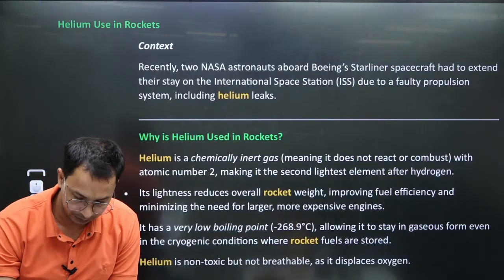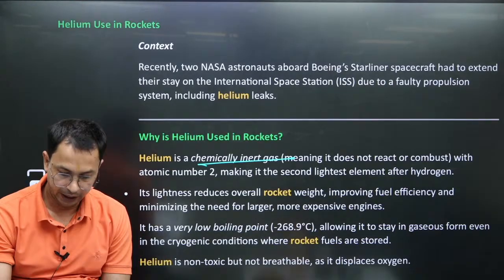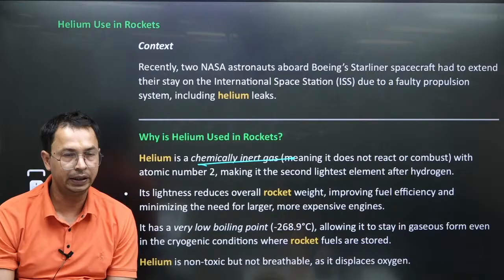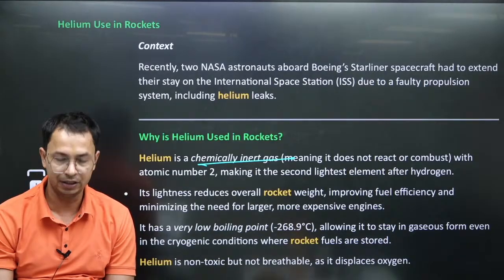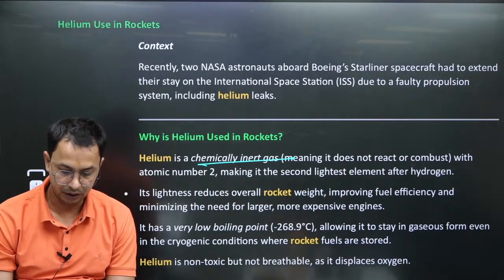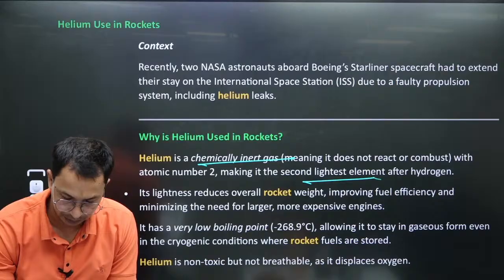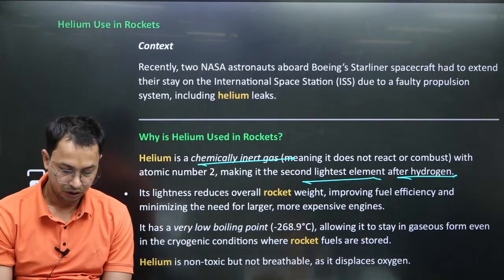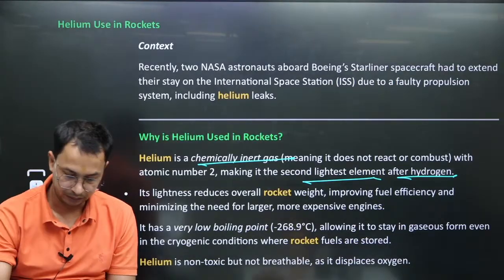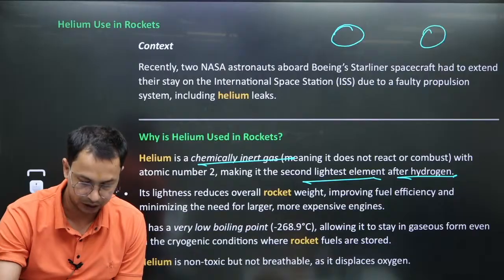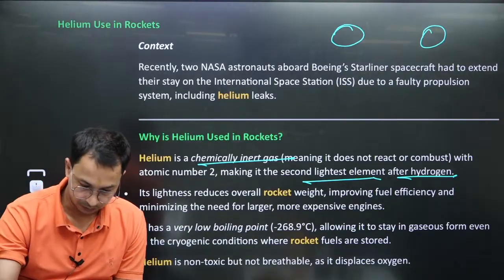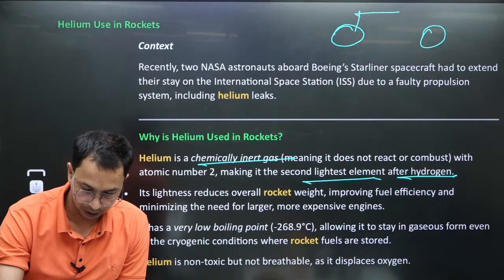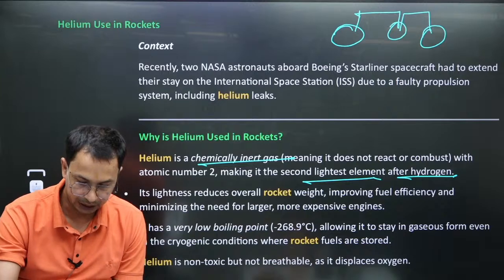Now, why is helium a chemically inert gas? It does not interact with any other gases, because it is an inert gas, and it is the lightest element after hydrogen. So now what happens in the rocket? In the rocket, we have fuel, we have oxidizer. Fuel and oxidizer will come into the ignition chamber.